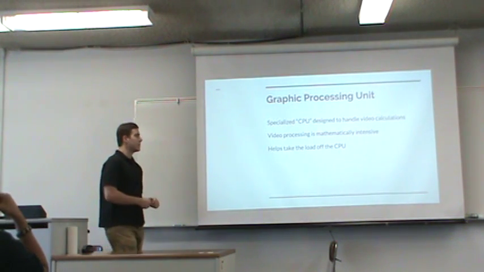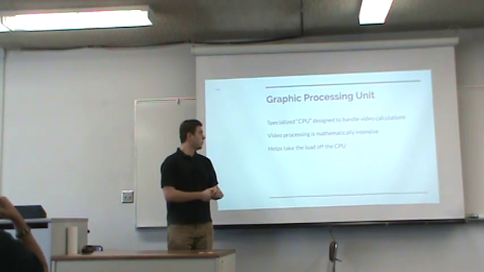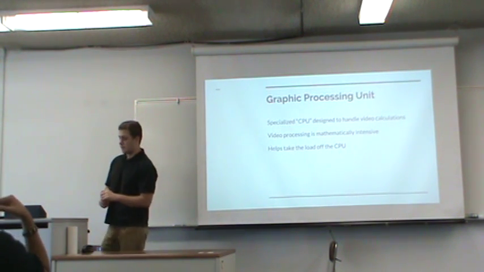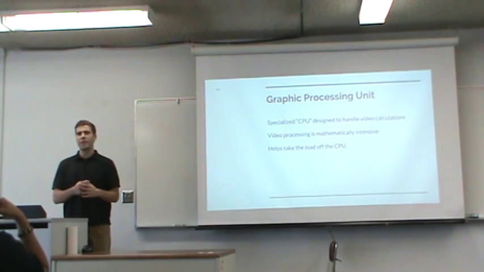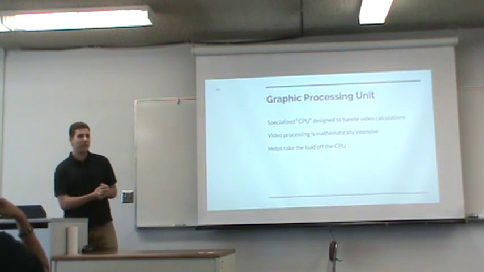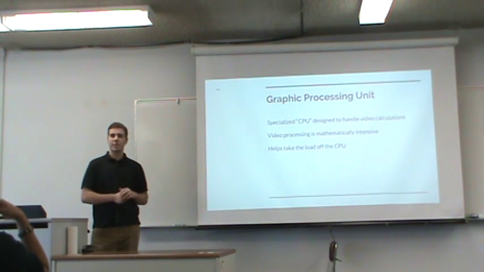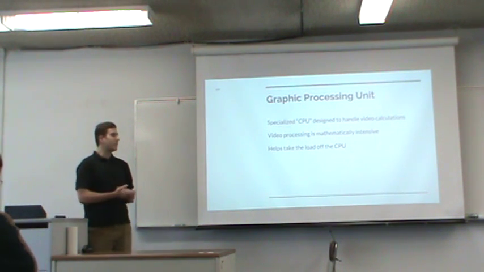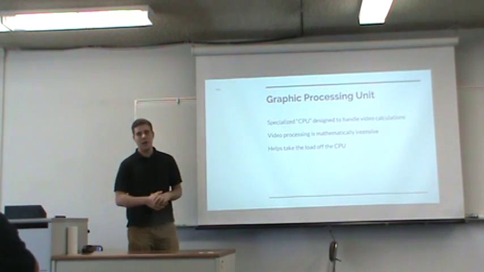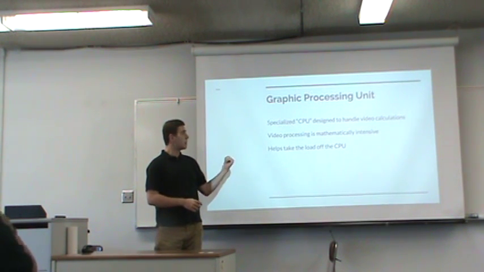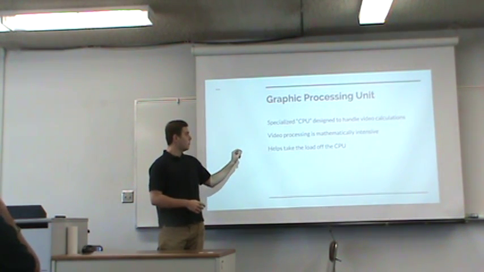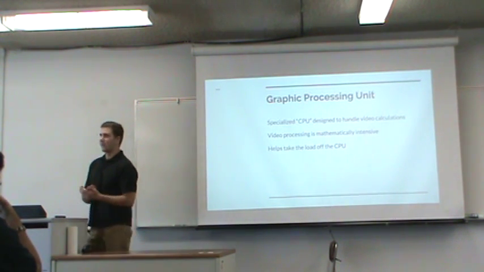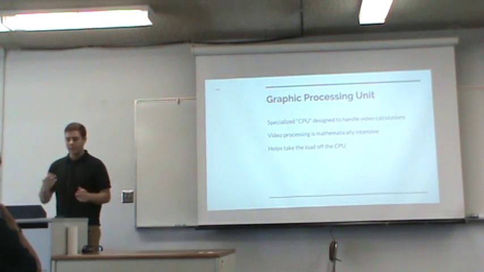The second processing unit is going to be the graphics processing unit, GPU. So it's a specialized CPU that is designed specifically to handle video processing. So you're going to need it for 3D applications, video rendering, stuff like that. You don't necessarily need a GPU in every single computer. Most cases, the processor from before can handle this, but it's going to help take the load off the CPU, doing things like playing video games or video rendering, things like that.